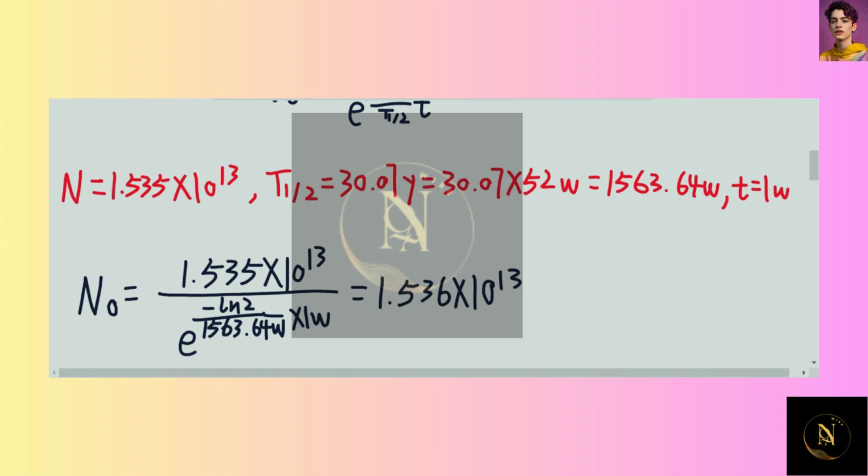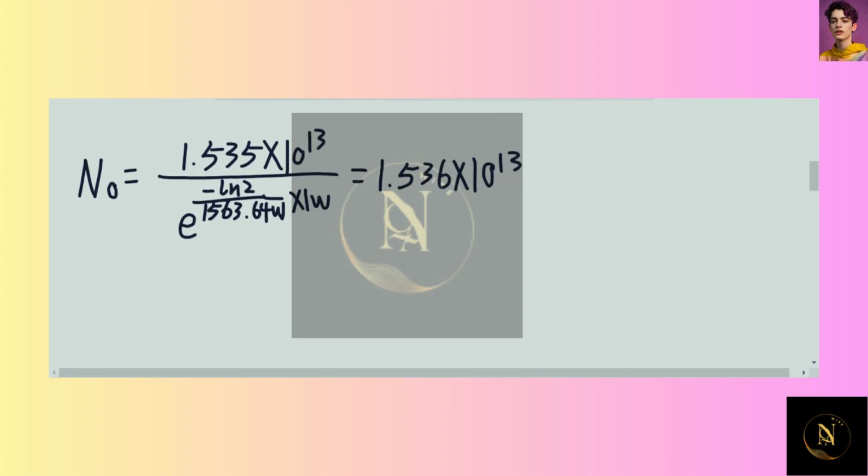Okay, so 1.536 times 10 to the power 13 atoms will need to be present in each kilogram of body tissue. Okay, and this is the answer for this question.